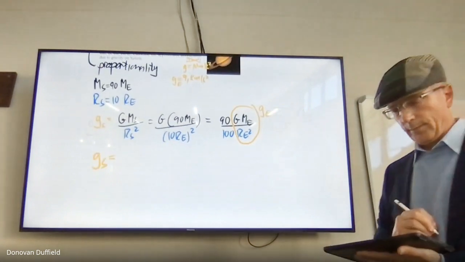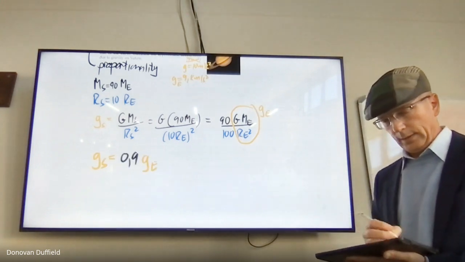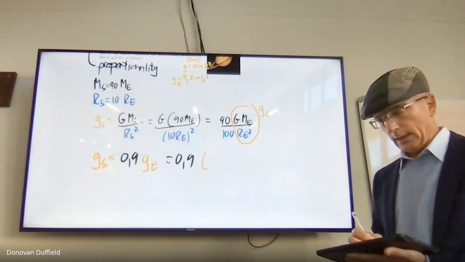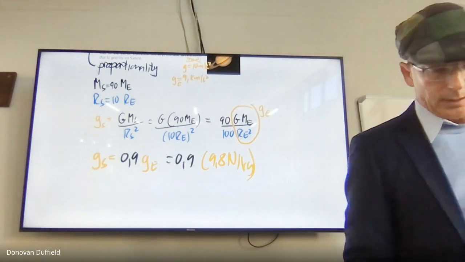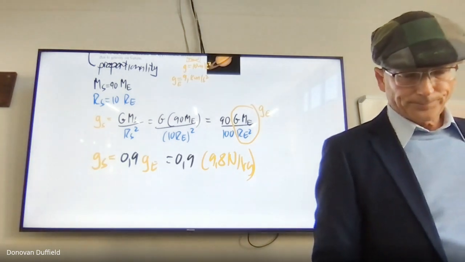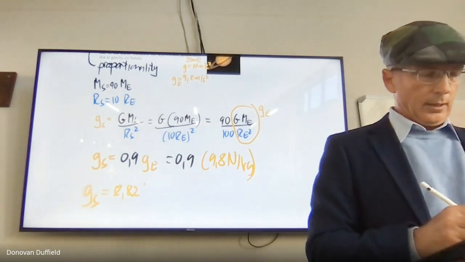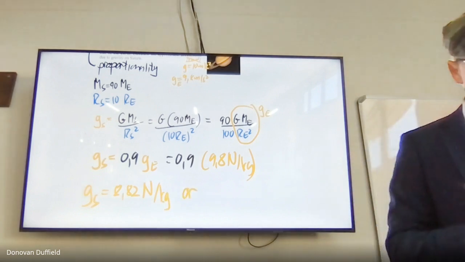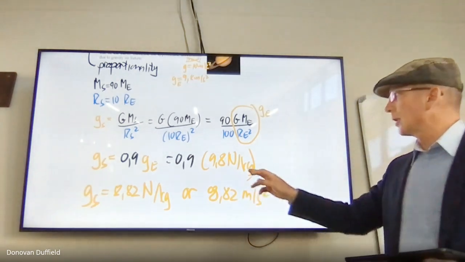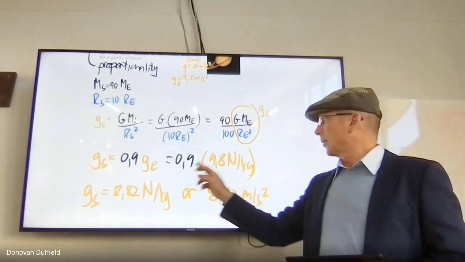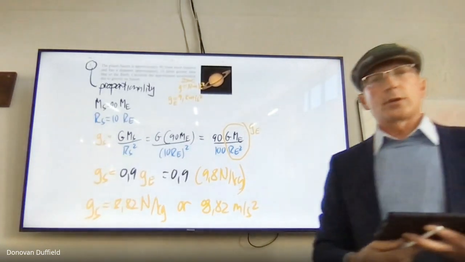So g Saturn is 90 over 100, which is 0,9 g Earth, but g Earth is 9,8 newtons per kilogram. So 0,9 times 9,8 gives us that g Saturn is 8,82 newtons per kilogram, or 8,82 meters per second squared. Now, if we had used g as 10, then 0,9 times 10 would have given us 9. All right, so there we have a nice proportionality problem.